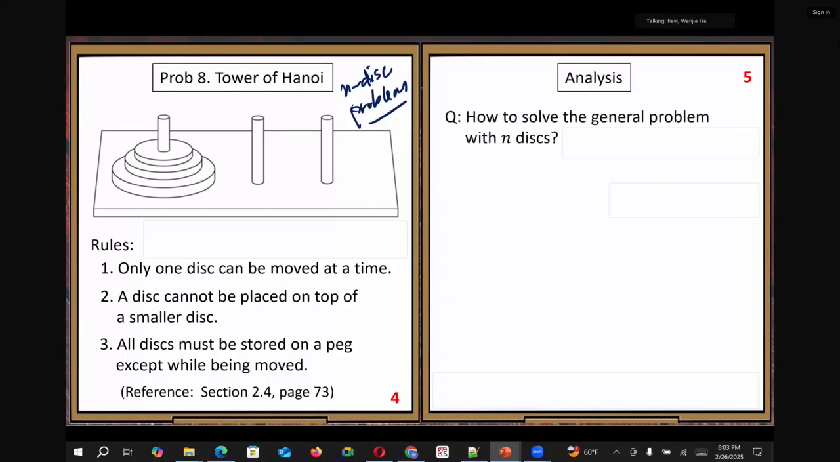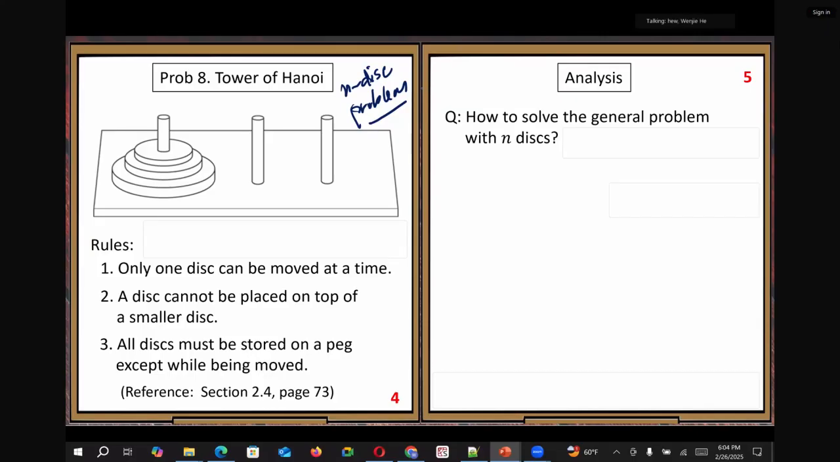Analysis. How to solve the general problem with n disks. So in this module, we need to change our thinking habit. Because our usual thinking habit is straightforward thinking, one step by step, based on our logic. But this time, we need to change the thinking way a little bit. We need to split the problem into two parts: divide and conquer.